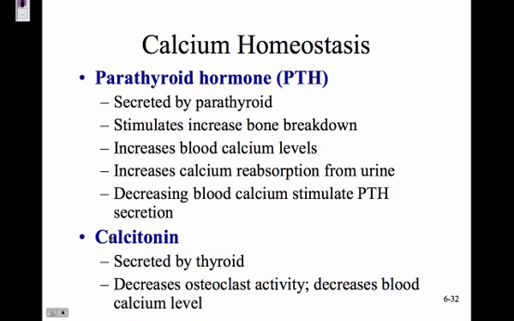And so when your blood calcium levels drop, that's what stimulates the PTH. Calcitonin is secreted by the thyroid, and it will decrease osteoclast activity. So once your calcium levels have risen quite a ways above the set point, your body will secrete calcitonin, which decreases the blood calcium level by decreasing the osteoclast activity. So the osteoclasts aren't breaking down the bone as much, not putting as much calcium back into the blood, and so it'll kind of stabilize that way. So they work together.